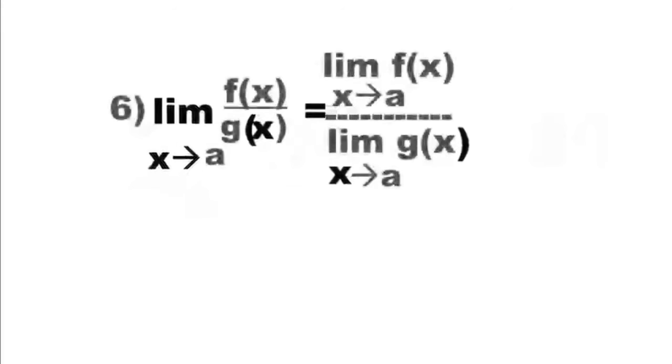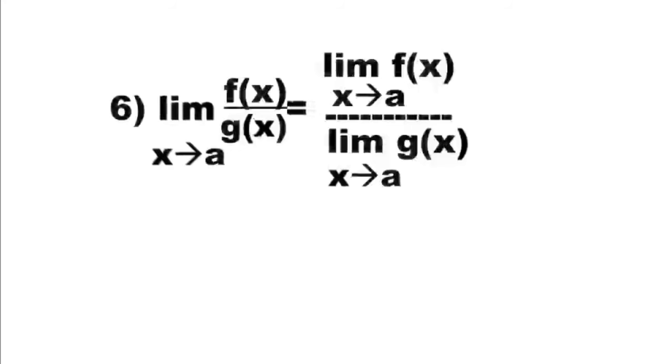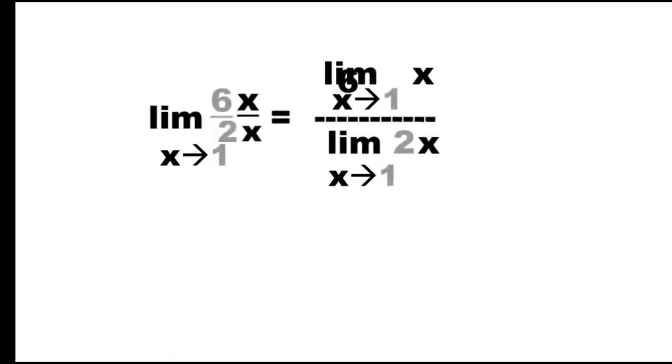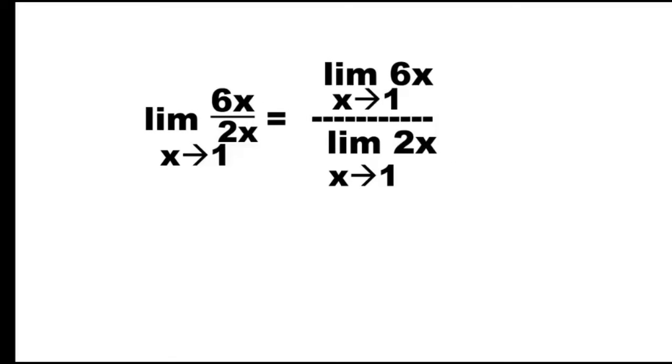The sixth theorem is that the limit of f of x over g of x as x approaches a is equal to the limit of f of x as x approaches a over the limit of g of x as x approaches a. Example: the limit of 6x over 2x as x approaches 1 equals the limit of 6x as x approaches 1 over the limit of 2x as x approaches 1.